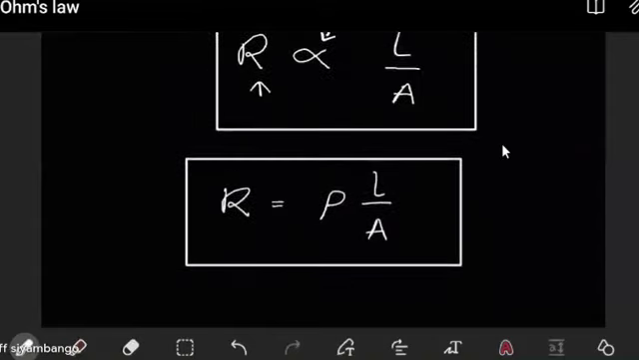Now, with this in mind, we can move on to look at what Ohm's law itself is. Now, what is Ohm's law? Of course, before I state Ohm's law, I should state that resistance has units of ohms.